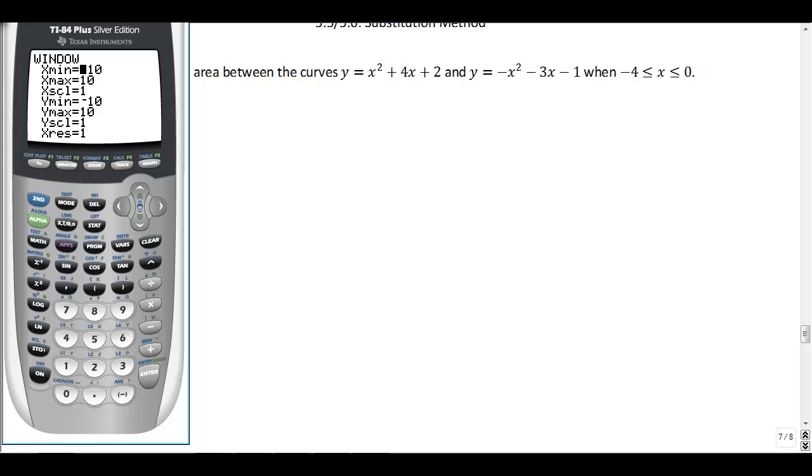I know my x's are supposed to go from -4 to 0. Y's, I don't know what they are. I'm just going to leave that. So let's graph. So here's the first one. There's the second one. Well, note here, the first one, the positive x squared, is on top until some point, and then it's on the bottom, and then it's back on top again. So what that means here is essentially to find the area between, we're going to look for all three pieces because we got a bound on the x's.